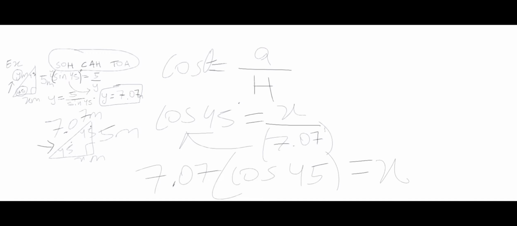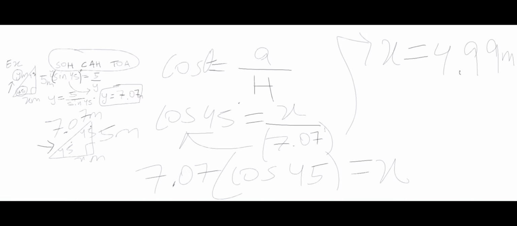Now we put it in the calculator, and let's see what comes. So x equals 7.07 times cosine of 45. That is 4.99, and we gotta round it to 3 significant figures. That is approximately 5, but let's leave it like that. So x is 4.99 meters.